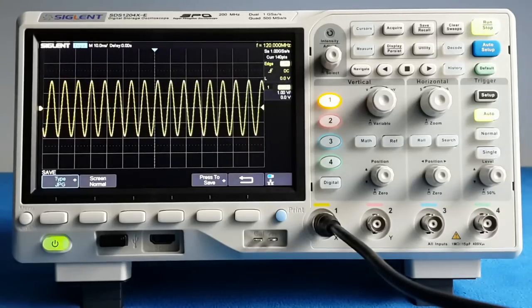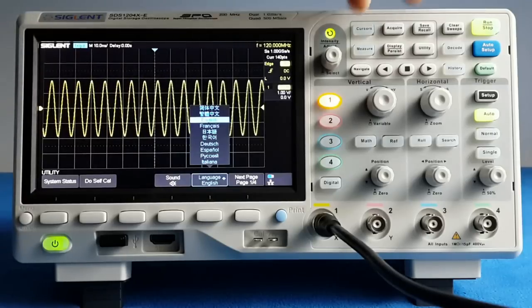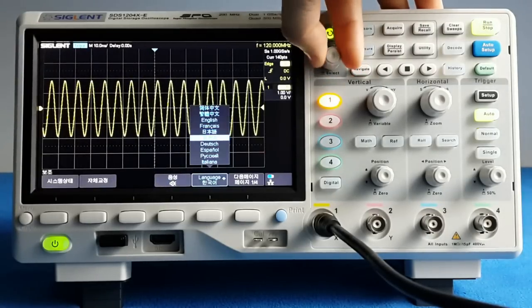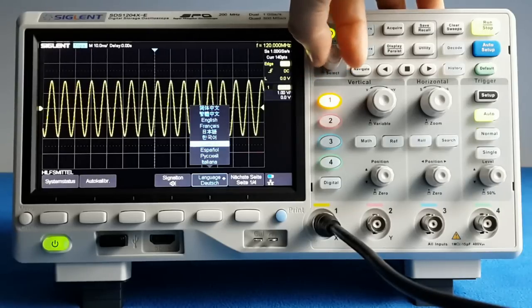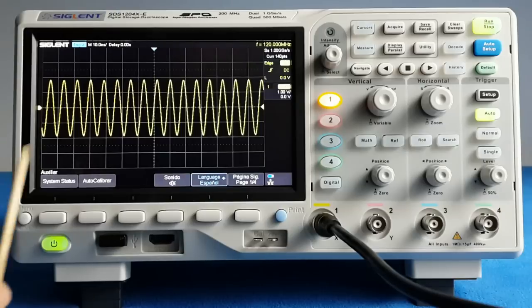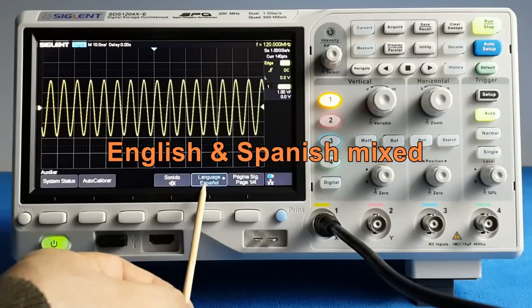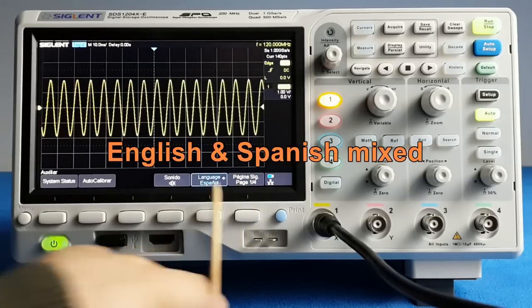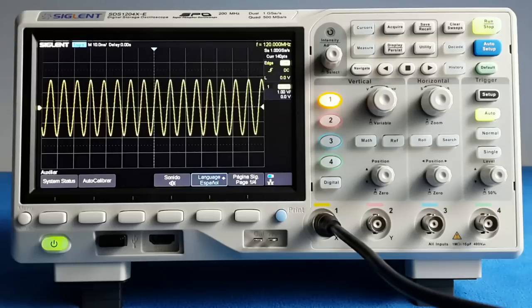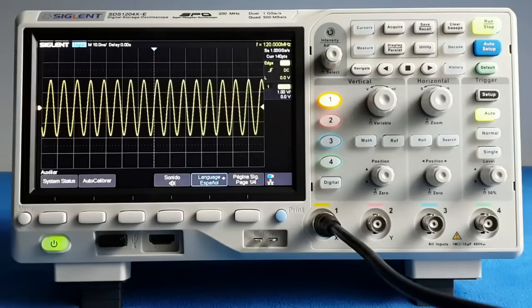So far, so good. Next point to see is language. It's in English, I will turn it to Spanish. If we pay attention: system status, autocalibrar, sonido, language, español, página siguiente, and page. Did you hear that? Yep, this is Spanglish. It's not totally in Spanish. Some of the words are in English and others are in Spanish.